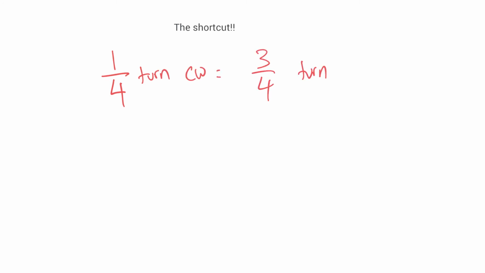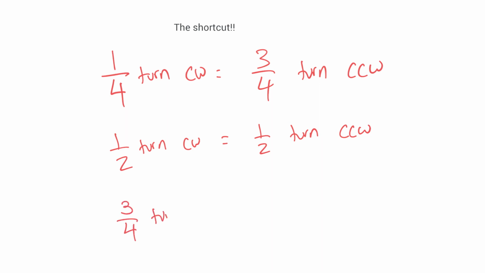Now here's the shortcut. My other videos have explained this as well. A quarter turn clockwise is equivalent to a 3/4 turn counterclockwise. A half turn clockwise is equal to a half turn counterclockwise. And the last one, a 3/4 turn clockwise is equal to a quarter turn counterclockwise.